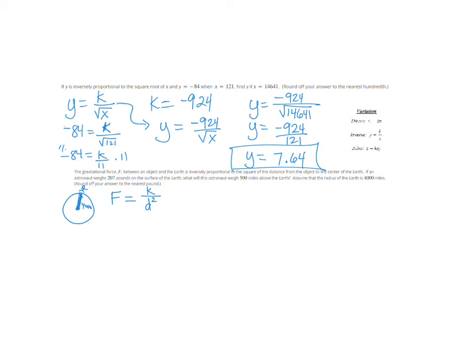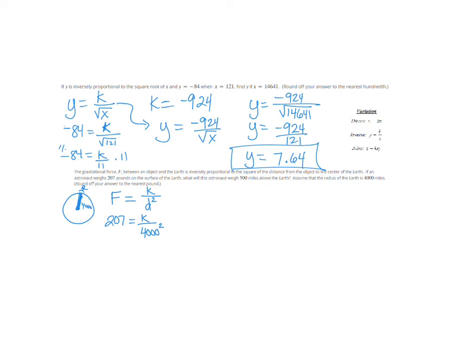If an astronaut weighs 207 pounds, that's your gravitational force. That's your weight. It's based on the gravity. All right, so F is going to be 207. We don't know the K yet. Now, if you think about it, the astronaut is standing on the surface of the Earth. So what is the distance to the center of the Earth? It's that 4,000.